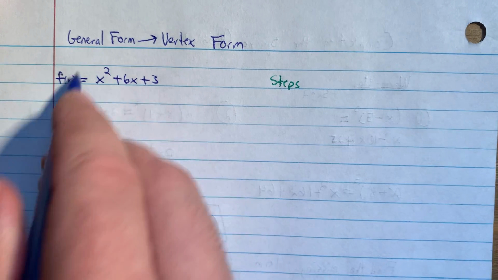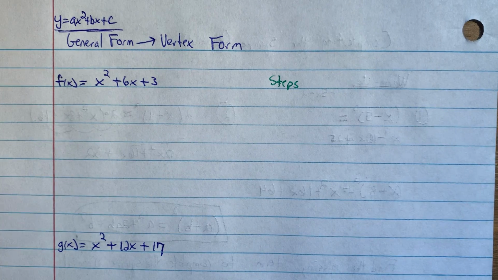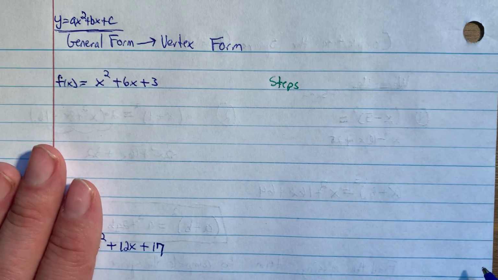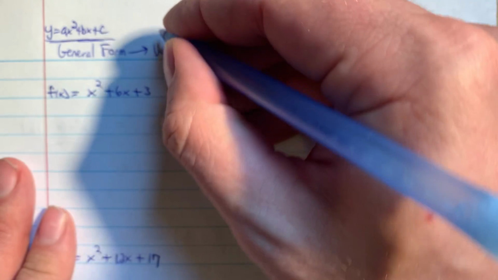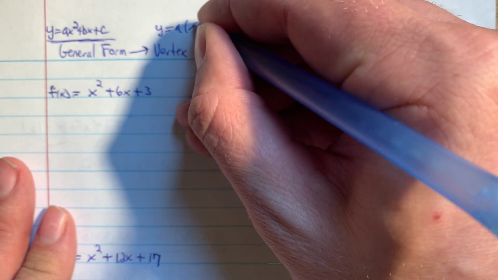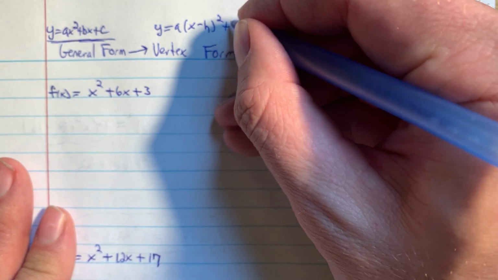So what is the general form of a quadratic? Hopefully we remember. General form of a quadratic is y equals ax squared plus bx plus c. This is a form of a quadratic, and we're going to change it into vertex form. Which one is the vertex form of a quadratic? Hopefully we remember that it's y equals, this is also called transformation form, y equals (x minus h) squared plus k.